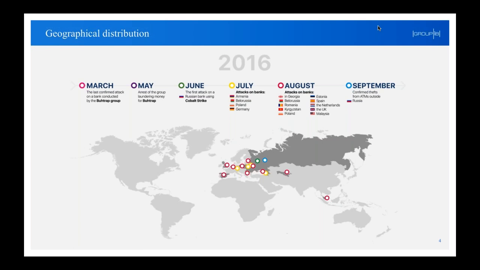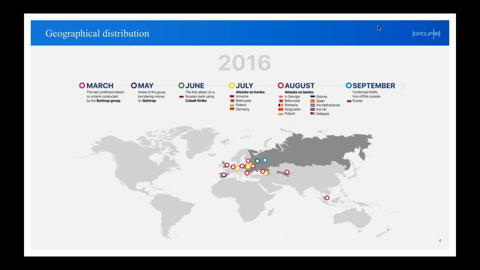So in March of this year, as you see on the screen here, we have the last confirmed attack from the Buhtrap group. Two months after this period, there were a number of arrests of the Buhtrap group responsible for the money laundering operations that were acquired during this particular attack. Although there were a number of arrests, it is believed that not all members within the Buhtrap gang were arrested. So in June of 2016, we recorded the first attack of Cobalt against a Russian bank using Cobalt Strike.